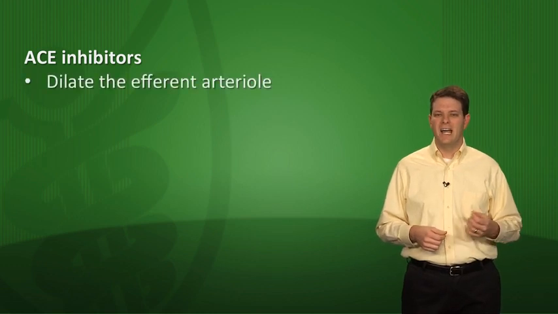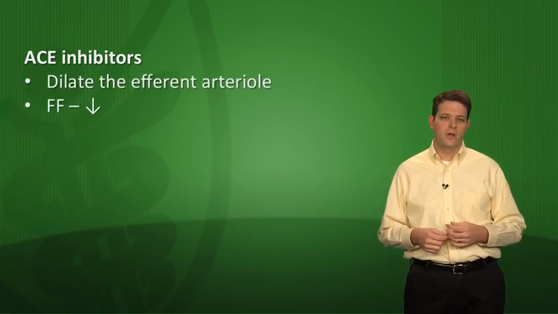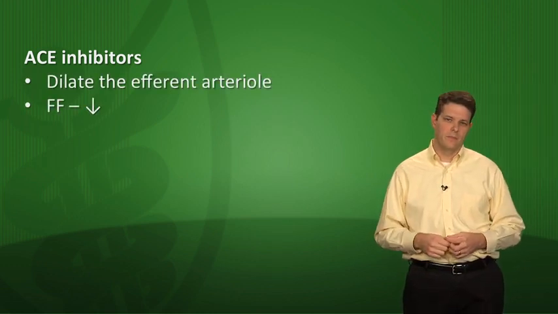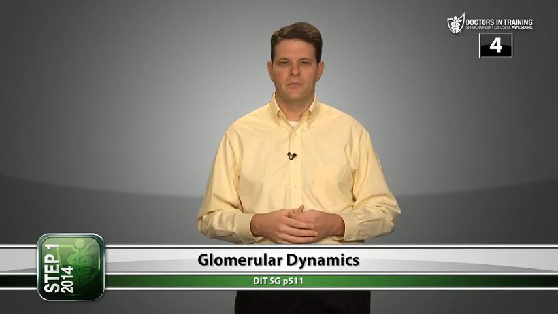Now ACE inhibitors do the exact opposite since they decrease the amount of angiotensin II. So ACE inhibitors will relatively dilate the efferent arteriole, so filtration fraction decreases. Let's look at this on number 4 in your study guide. Number 4 says, how will the following changes affect renal blood flow, GFR, and filtration fraction? So take a moment or two and try to reason through all these, and then we'll go through them together.